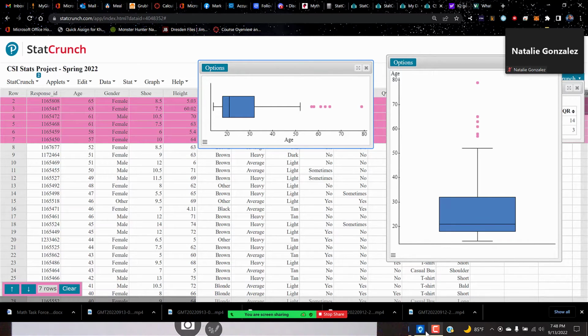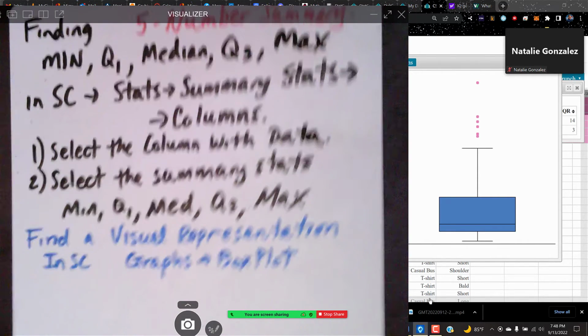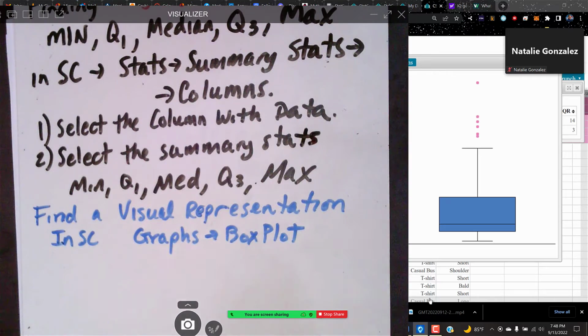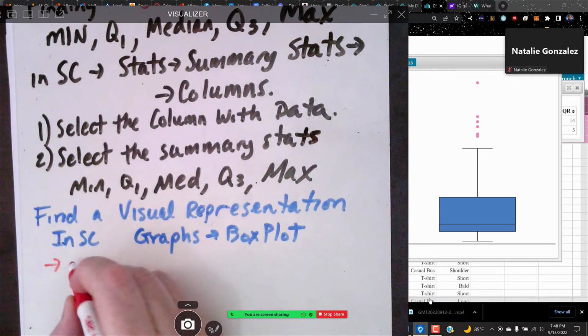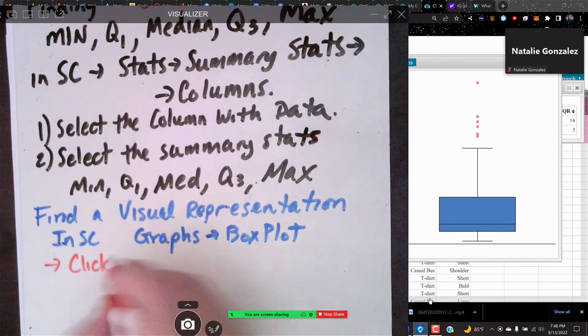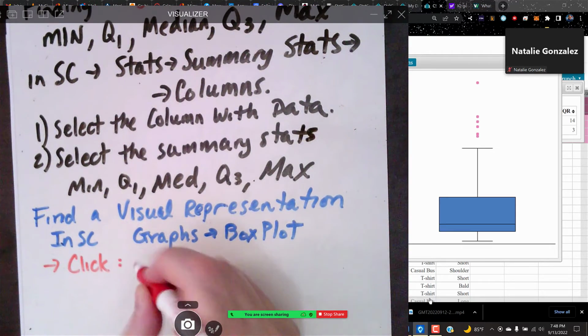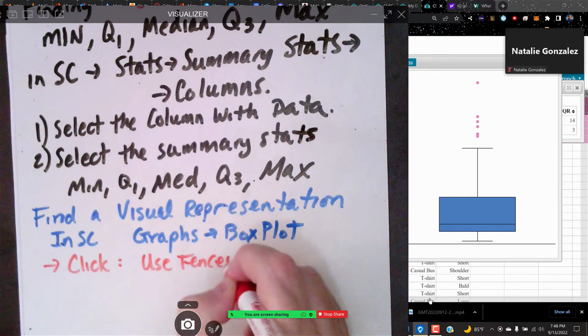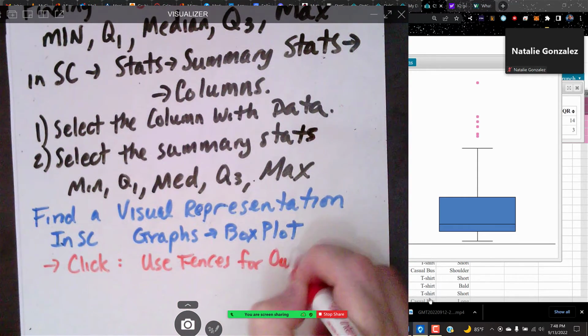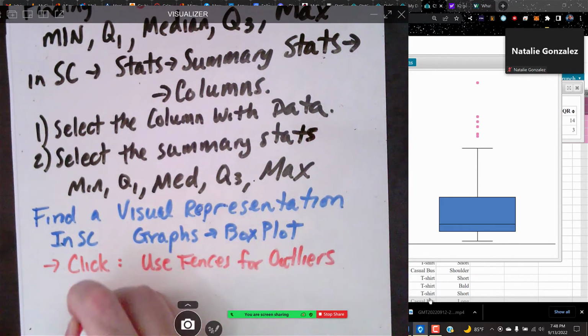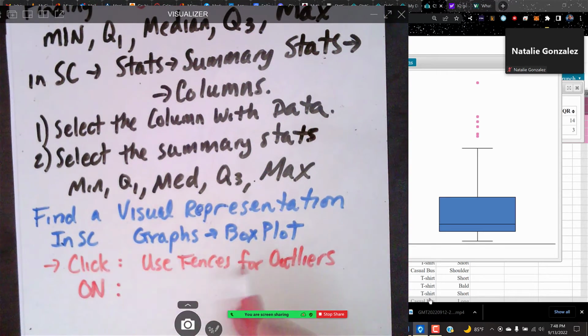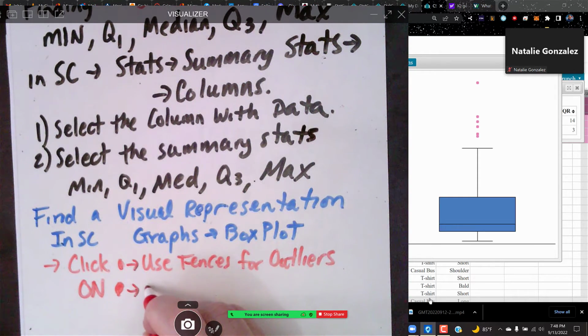So let me bring up that thing real quick. We'll make a note of that here. Make sure to click if it's not. It should come clicked already. Click use fences for outliers on. That's the first thing we want to do, and we want to do horizontal box plots.